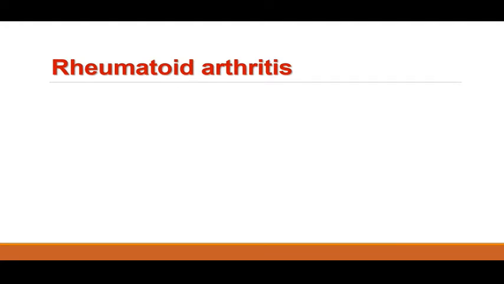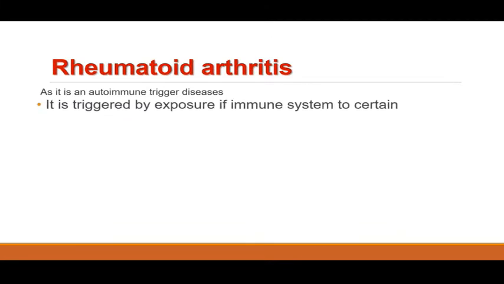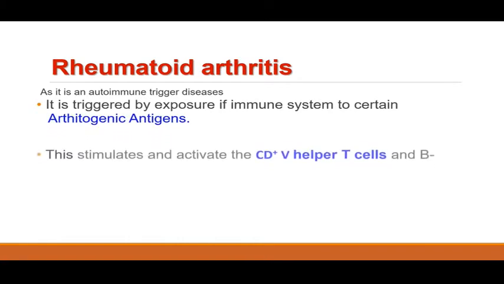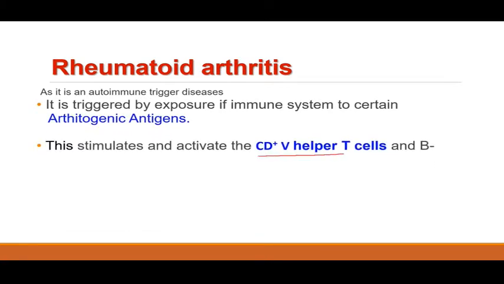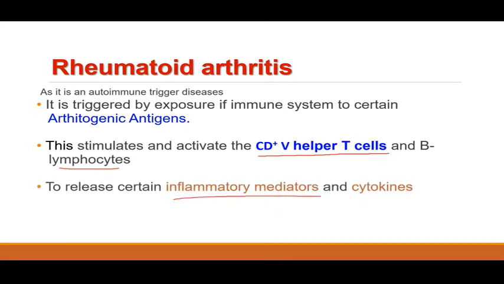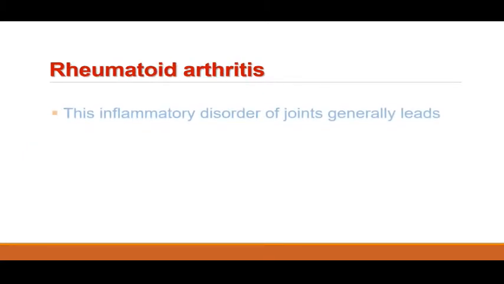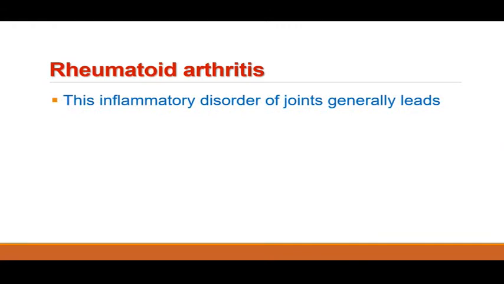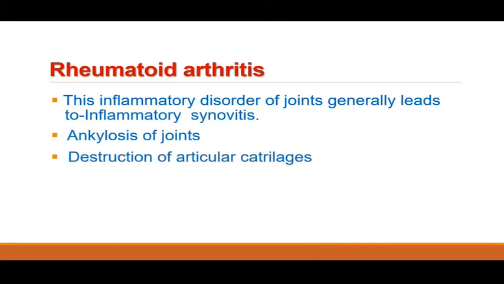Rheumatoid arthritis is an autoimmune disease triggered by exposure of the immune system to certain arthritogenic antigens, which stimulate and activate the CD4 plus helper T cells and also B lymphocytes to release certain inflammatory mediators and cytokines which ultimately destroy the joints. As far as the effects of rheumatoid arthritis are concerned, it generally leads to inflammatory synovitis, ankylosing of joints, and destruction of articular cartilages.